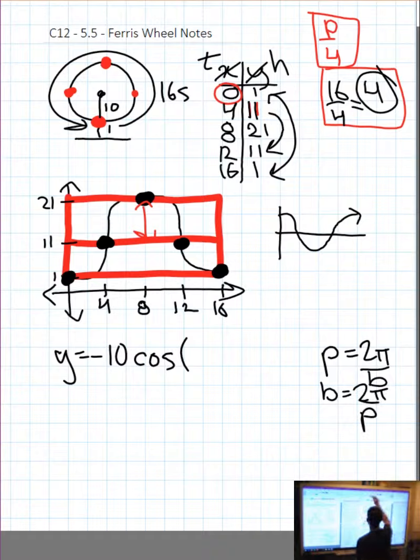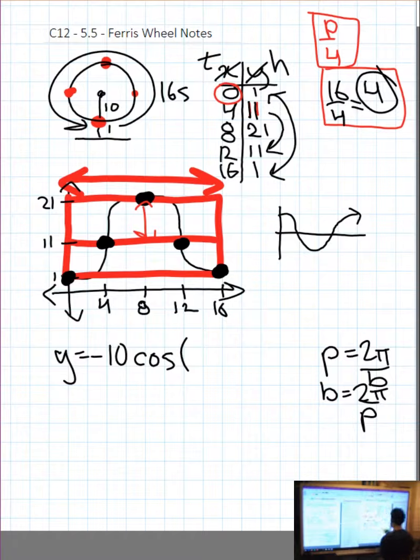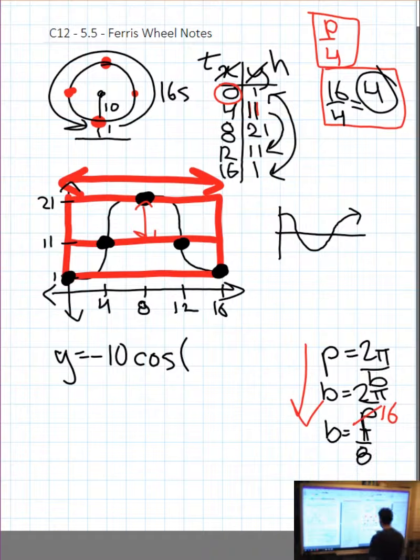Now my period, I'm going to do in big red, I'm going to do it above because I have more space, is from the start to the end, which is 16, and I knew that that was my period. So bottom right again, I can substitute 16 in for my period, and I can simplify b to be equal to pi over 8. And I can put that in the location.